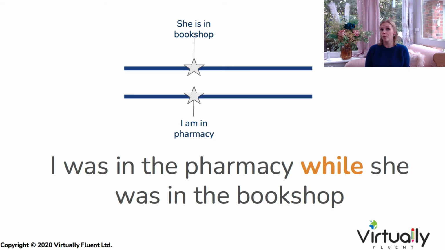Now, it's not always consecutive events. It could be simultaneous events. In this case, we can use the word while to express that two events are happening at the same time.